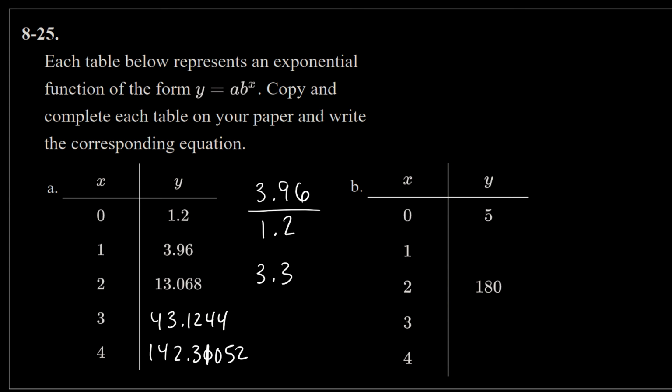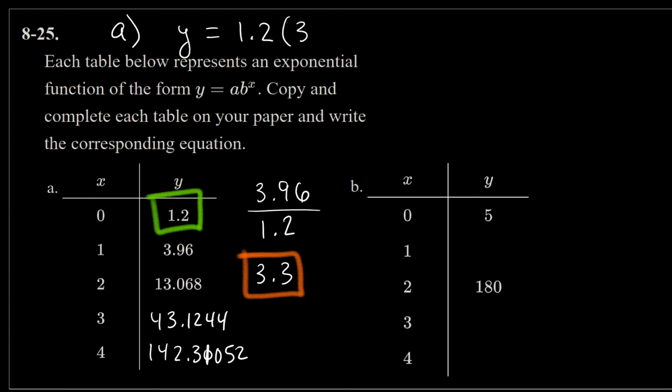So this is great. I can see my zeroth term is 1.2, and I can also see my multiplier is 3.3. So I'm ready to write the equation for A. It says write the corresponding equation, so I'm just going to write it in y equals. I'm going to say y is equal to my zeroth term, 1.2, times 3.3 raised to the x power. There we go. That's A.